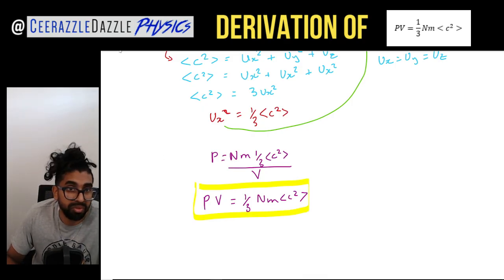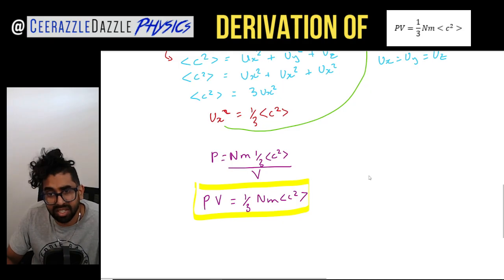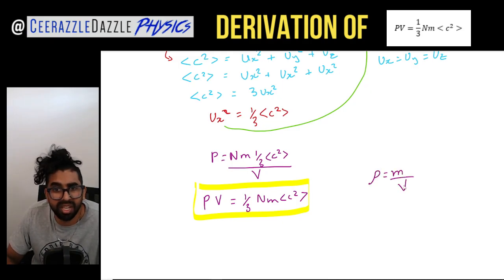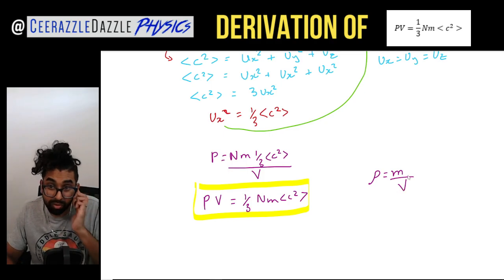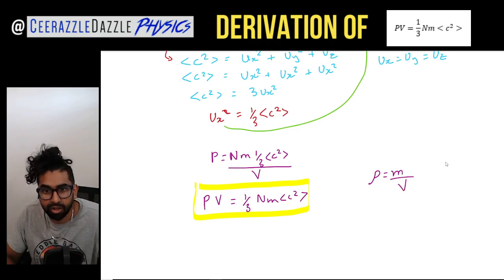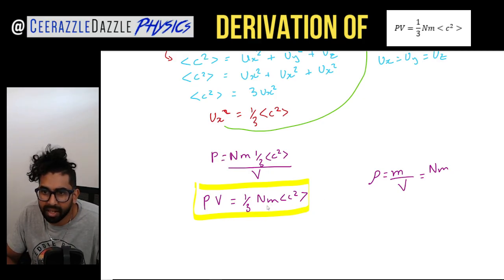There's also another formula for density. Don't forget, we can also recognize that density, rho, is equal to mass divided by volume. Total mass will be equal to the number of particles times the mass of each one, which is m, the mass of the particles. And then we divide that by v, so density is equal to this.